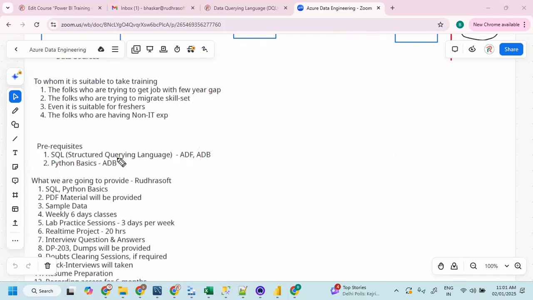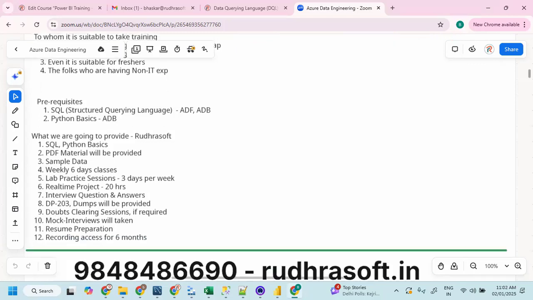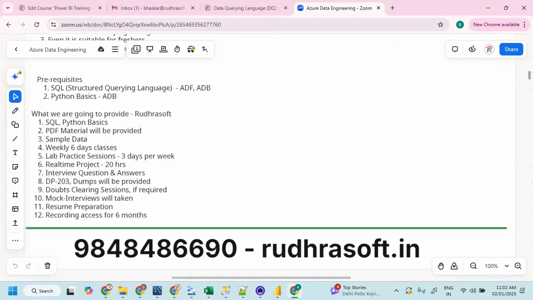And then the next important thing is what we are going to provide here. What we are providing, I just wanted to give a list here. What we are going to provide from Rudrasoft: SQL basics and Python basics will be taken care of by ourselves. So you don't need to take a training from anywhere. So we are going to concentrate on what we require, which is specific to data processing.